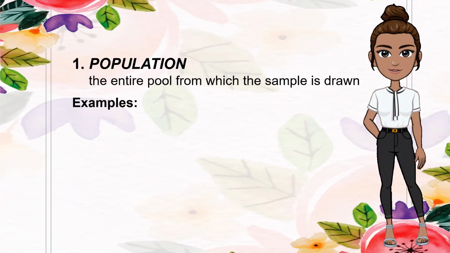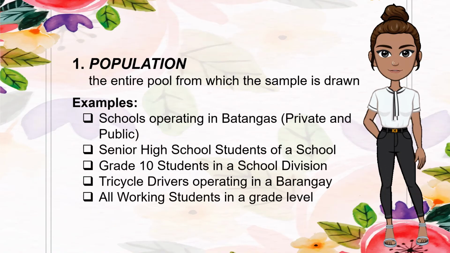Population. According to Mahid in 2018, this stands for the entire pool from which the sample is drawn. Examples: schools operating in Batangas, private and public, senior high school students of a school, grade 10 students in a school division, tricycle drivers operating in a barangay, all working students in a grade level.